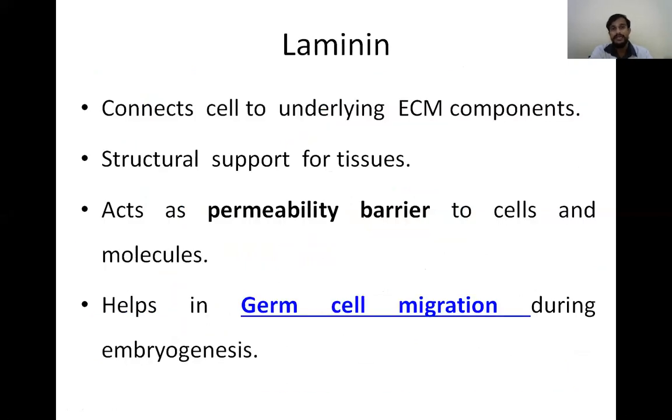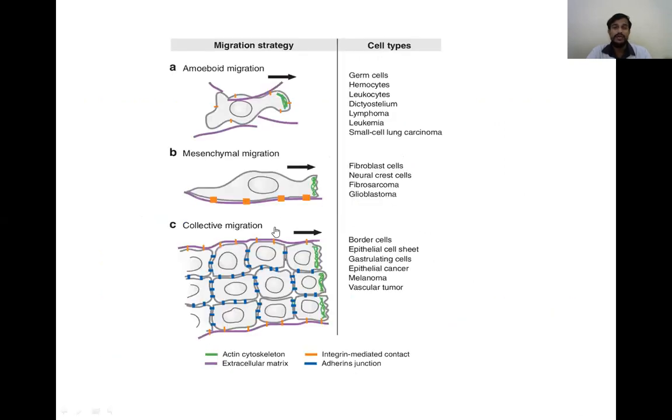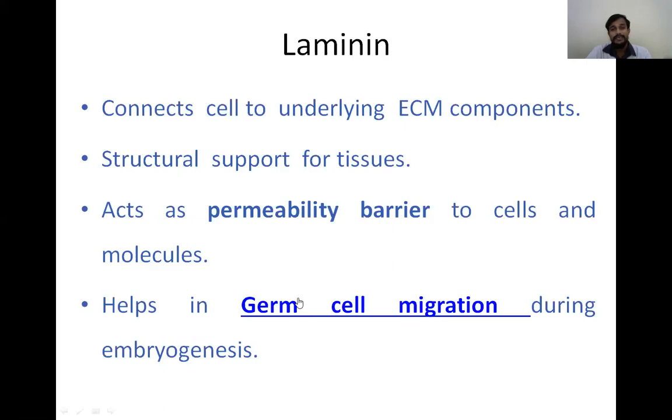And coming to laminin, these laminins connect the underlying ECM components, just like fibronectin, and provide structural support for the tissues. They act as a permeability barrier to cells and molecules because they connect the plasma membrane and the extracellular matrix. They also help in germ cell migration during embryogenesis. So during embryogenesis, there is migration of cells for the formation of different tissues and organs. This migration occurs with the help of laminin.